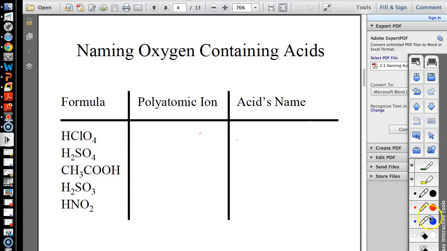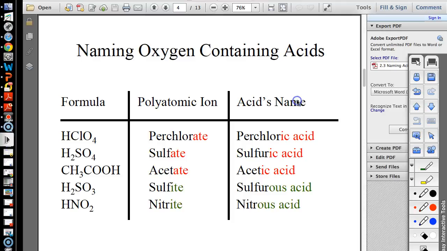Okay, as we kind of transition, I'll let you check your work. Notice anything that ended in "ate" becomes "ic," and things that ended in "ite" become "ous." If you ate an acid, it would be icky. And the longer, uglier the acid is, the shorter, easier it is to name. It's the binary acids that involve having to do two things to it. So these are pretty straightforward.